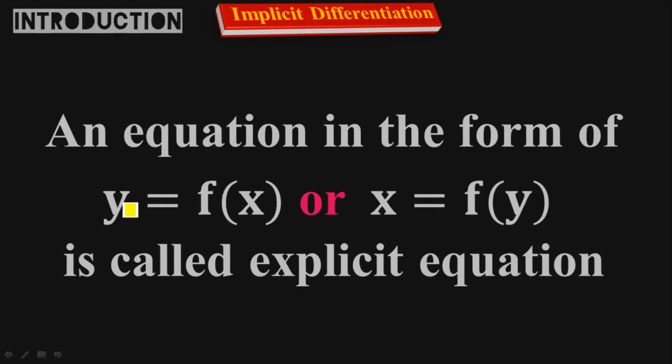If your function y is on one side and your other terms in terms of independent variable x or in terms of independent variable y are on the other side, then your equation is in explicit form. But what about an implicit equation? We are talking about implicit equations. How will an implicit equation look? Let's check.